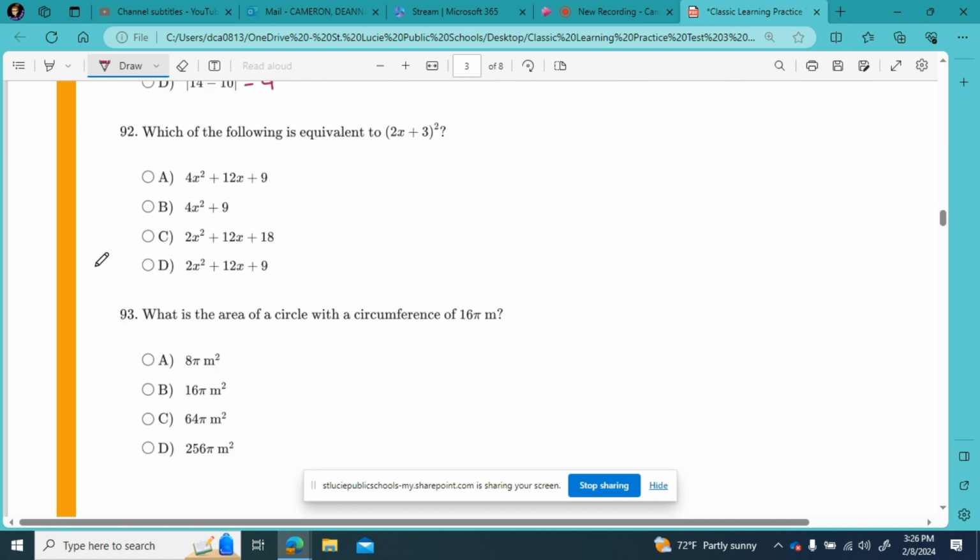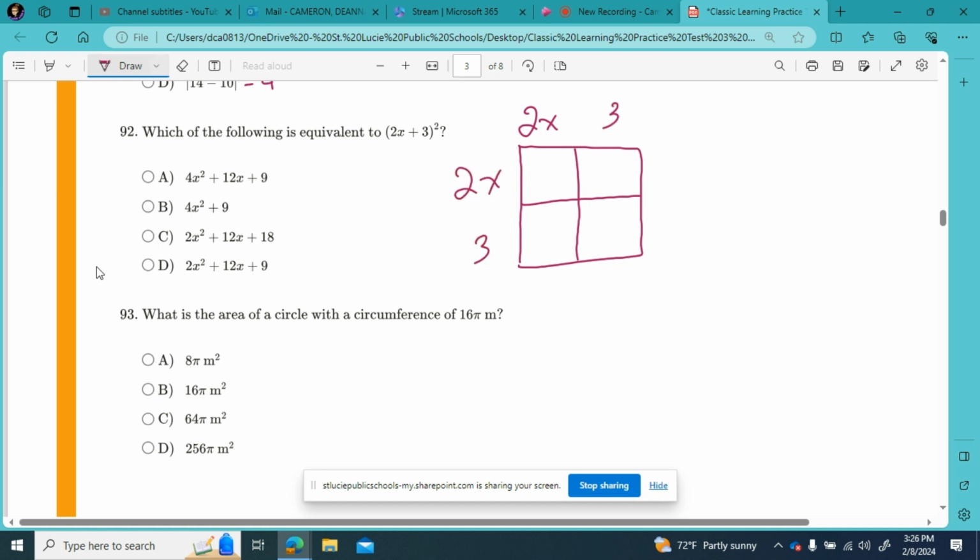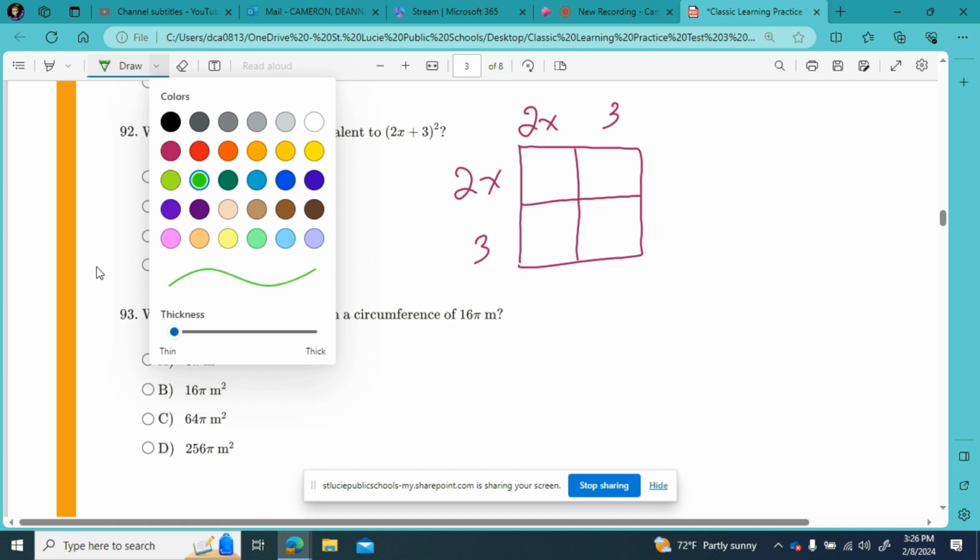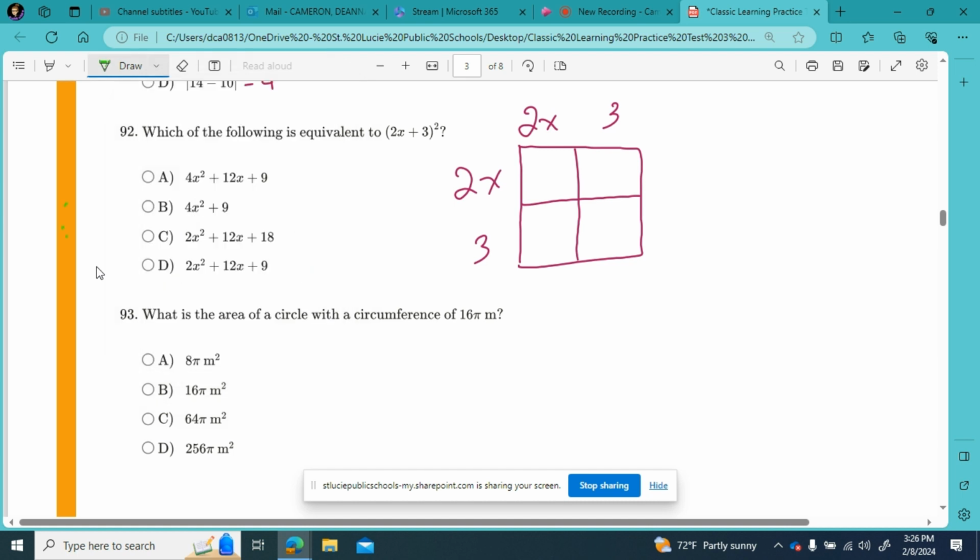Number 92 real quick. Which of the following is equivalent to 2x plus 3 squared? In my class, the way we like to look at these is by making the area model, or some people call this the multiplication box method. 2x positive 3, 2x positive 3, and then we multiply them. You might use FOIL or something else, but my class, this has kind of been our go-to this year.